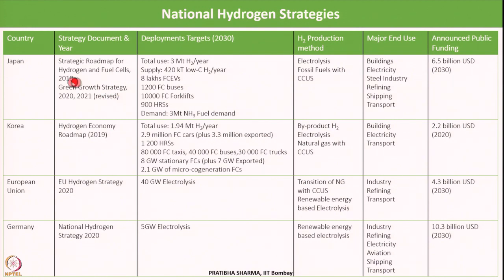The targets for deployment are that they will be using 3 million tons of hydrogen per year, along with low carbon hydrogen, which will be 420 kilotons of use per year. Japan has targeted 800,000 fuel cell electric vehicles, 1,200 fuel cell buses, 10,000 fuel cell based forklifts and 900 hydrogen refueling stations by 2030. The methods of hydrogen production to meet the demand will be electrolysis and fossil fuels with CCUS.